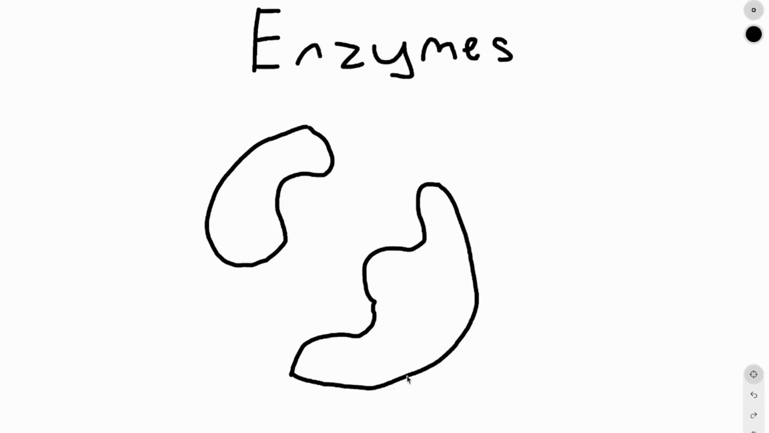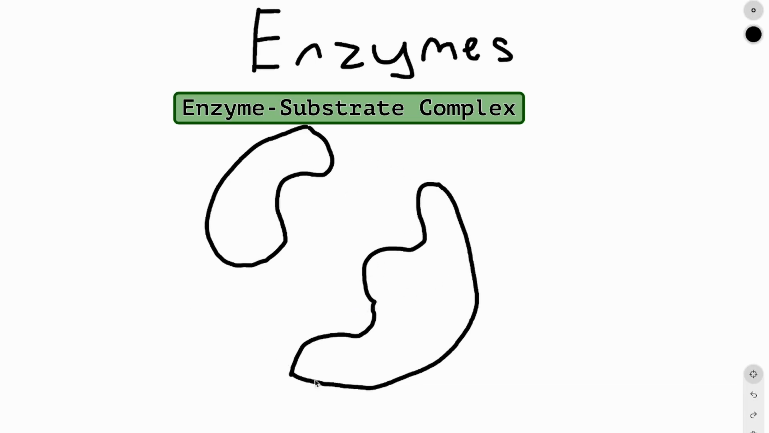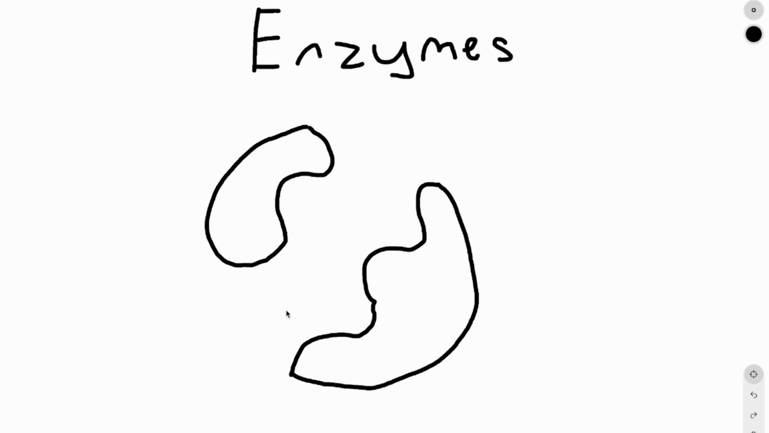This is an enzyme, and this is a substrate. A substrate is a reactant that attaches to the active site of an enzyme, which forms the enzyme-substrate complex, until the substrate is processed in some way to become the product of the reaction and released from the enzyme. The enzyme then returns to its original shape and is not destroyed.